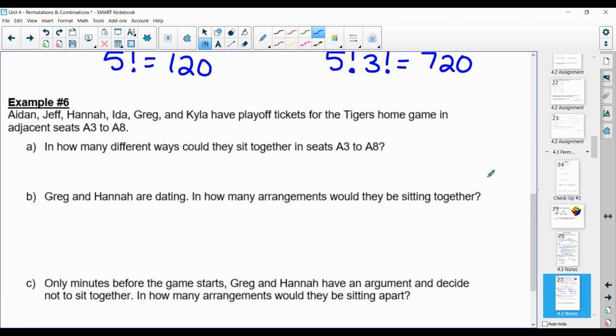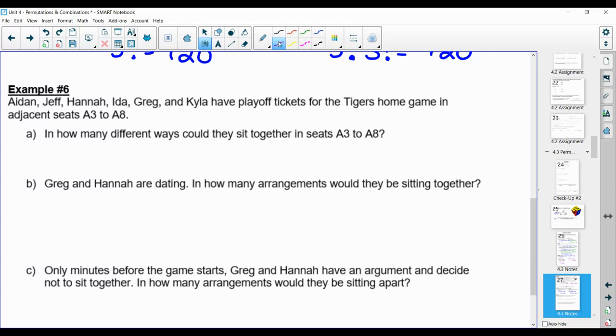And we're going to look at one final example here. Aiden, Jeff, Hannah, Ida, Greg, and Kyla have playoff tickets for the Tigers home game in adjacent seats A3 to A8. And the first question is, in how many different ways could they sit together in those seats? Well, if we count, we've got 6 people, and that would mean 6 seats. So 1, 2, 3, 4, 5, 6.